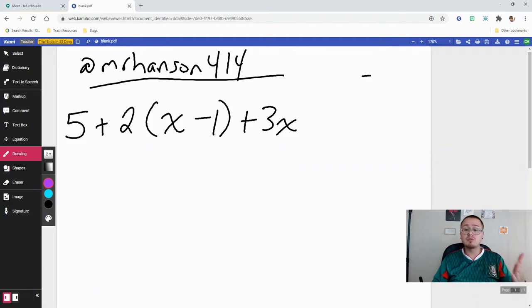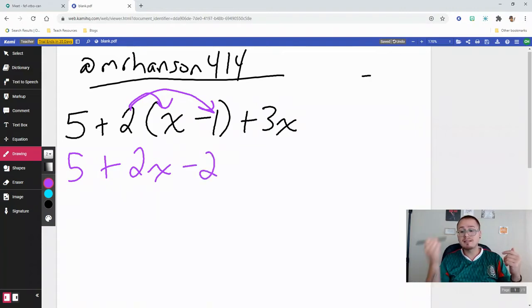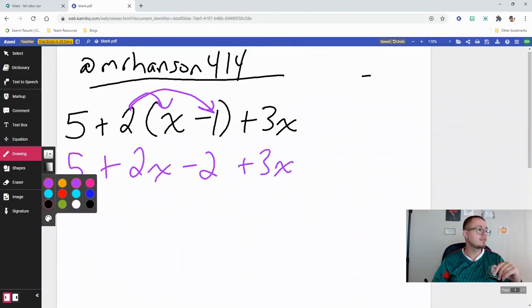So let's do this. What I do first is distribute. So that 2 on the outside of parentheses means to multiply. So 2 times x, little rainbows, and 2 times -1. I didn't touch the 5. Let's bring it down. 2 times x is 2x. 2 times -1, positive times the negative is always negative. If you don't know that, that's something you should probably get tattooed on your forehead. At least put it in your notebook. And bring down the 3x. Good. Purple's my favorite color, in case you didn't notice.